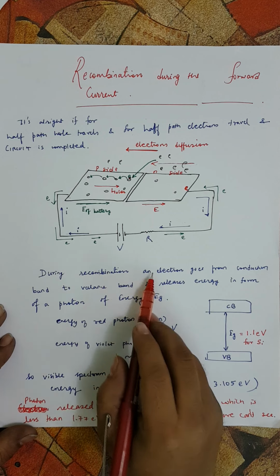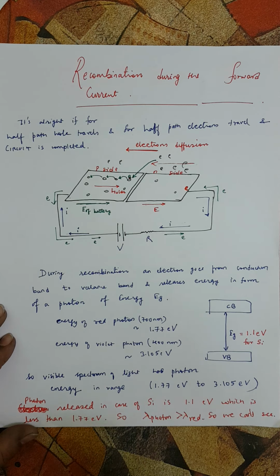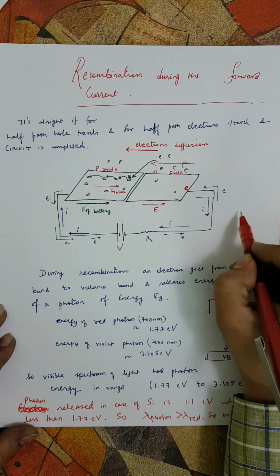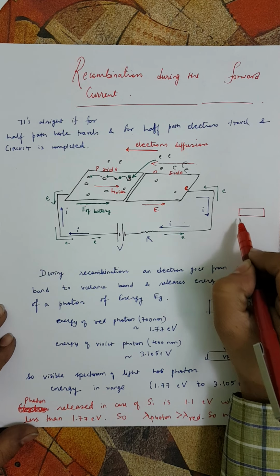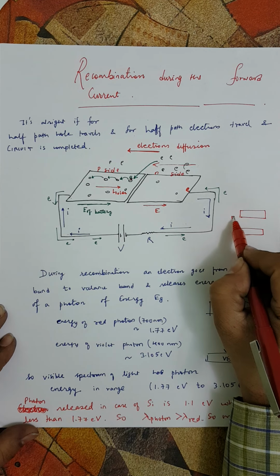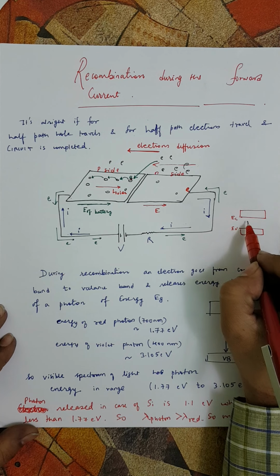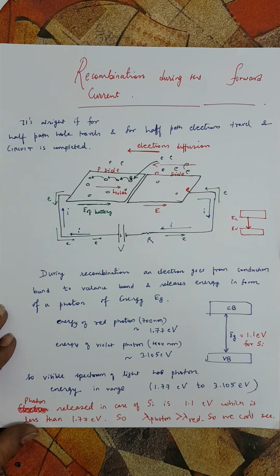So during this recombination, what happens? Actually the electron goes from the conduction band to the valence band. If you remember, this is the EC level and this is the EV level, and whenever an electron goes from the conduction band to the valence band, it loses energy. Now this energy is lost in the form of photons. So whenever an electron goes from the conduction band to the valence band, a photon is released, and maybe we will be able to utilize that photon, isn't it?